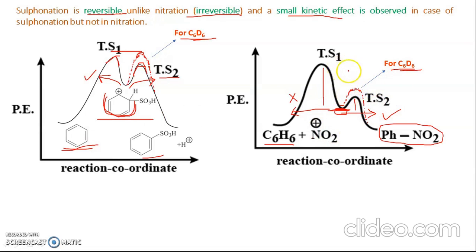But if you look at the transition state for C6D6 in case of nitration, this is the dotted line, and it is still very low compared to the TS1 activation energy. So when the sigma complex of C6D6 is formed in case of nitration, it will still prefer to move towards the right-hand side. It will never move towards the left-hand side. So even if you change all the hydrogens with deuterium, there will be no effect. So there is no kinetic isotope effect in case of nitration.